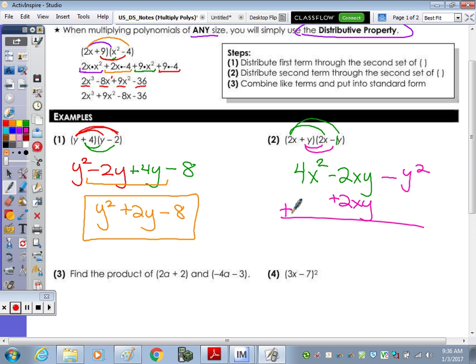Now when you combine straight down, there's nothing to combine with the 4x squared, so just bring it down. And then what is a negative 2xy combined with a positive 2xy? 4x squared y squared? No. Remember when adding, the exponents don't change. We add the coefficient in front. What is a negative 2 plus 2? 0. And 0xy is just 0. So these cancel out. That's the additive inverse property. Whenever you add the opposite, it becomes 0. So then I just bring down the negative y squared. Can't combine a y squared with an x squared. They're not like terms. So here's my answer.